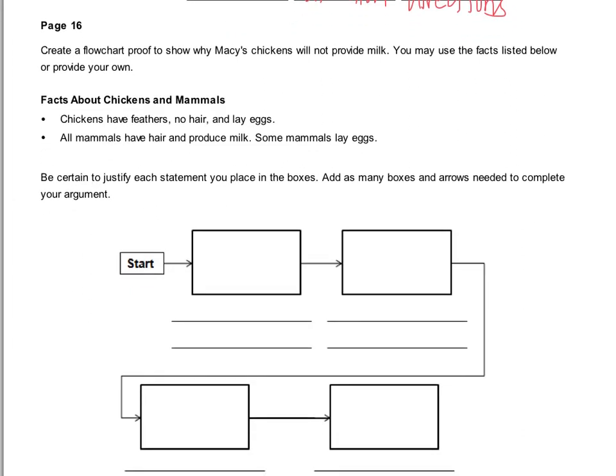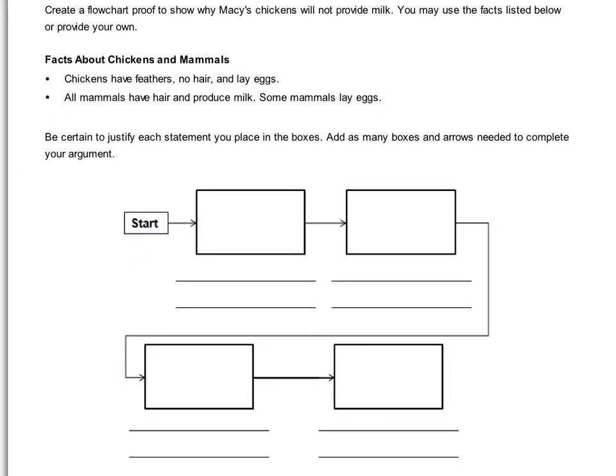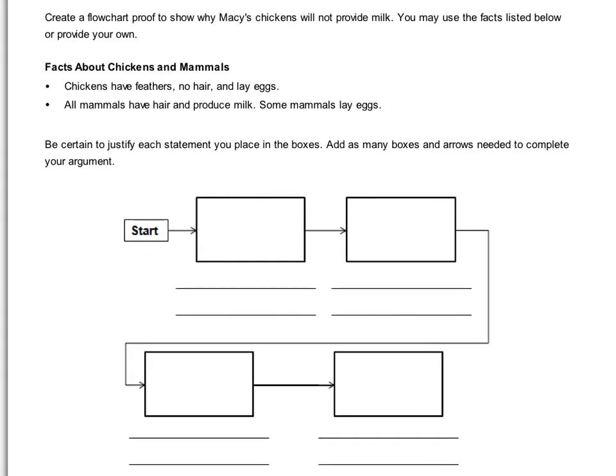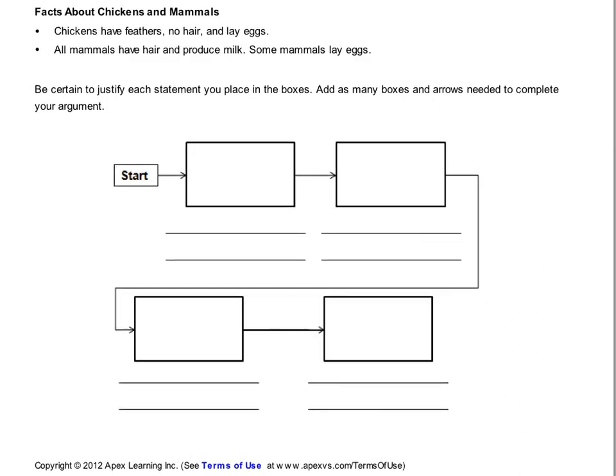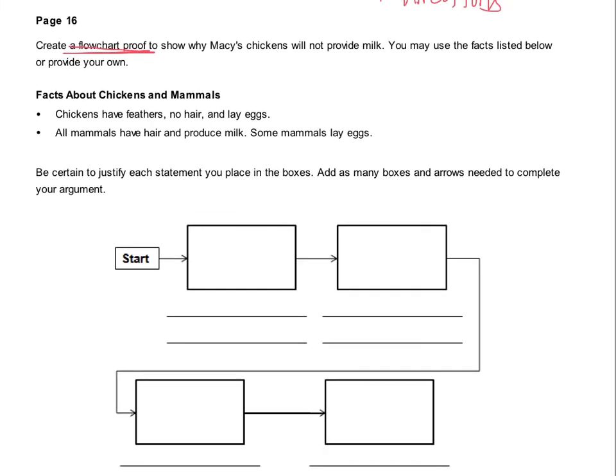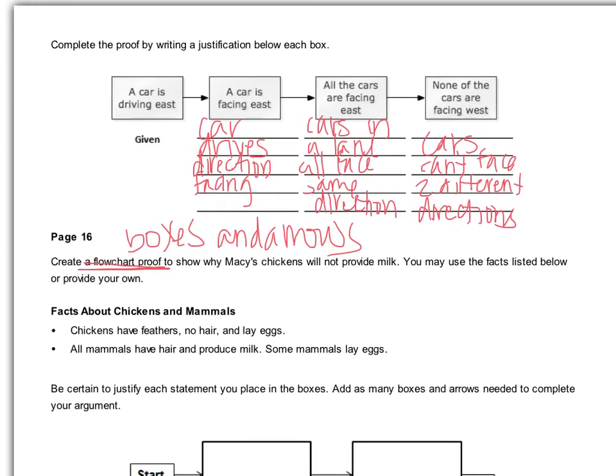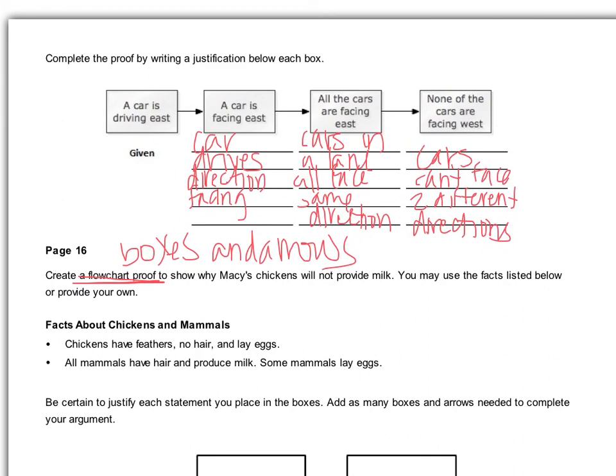Okay, so down here we're supposed to create a flowchart proof. Notice this is important: a flowchart proof looks like this, because there's going to be a question on your quiz about that. This is what a flowchart proof looks like. It's got boxes and arrows. The one above us, right here, is also a flowchart proof. It consists of boxes and arrows.